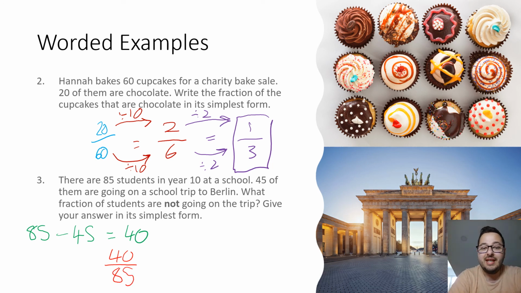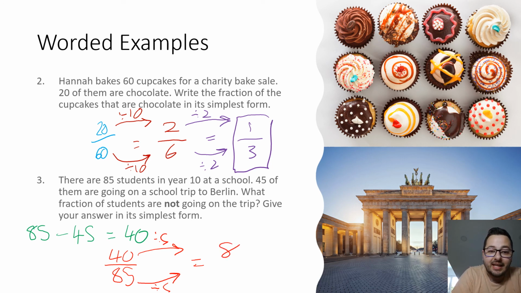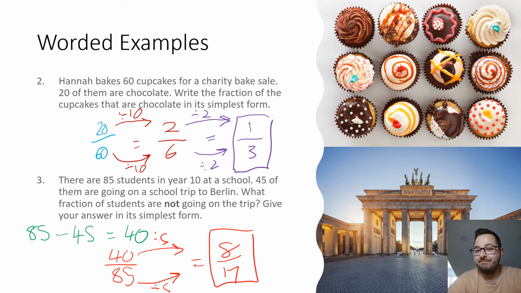And now we want it in simplest form. This is looking like they're both in the 5 times table, so let's divide top and bottom by 5. 40 divided by 5 is 8, and 85 divided by 5 is 17. And because 17 is a prime number, I know that can't be simplified anymore. So that is our answer.